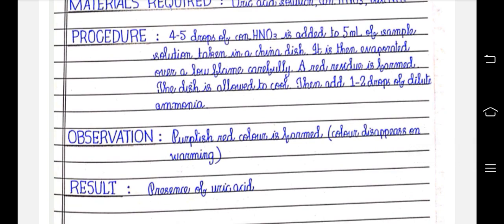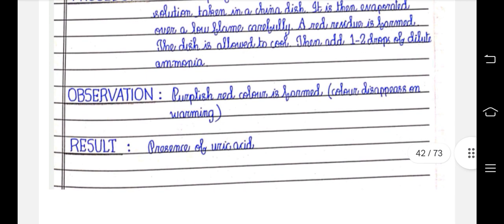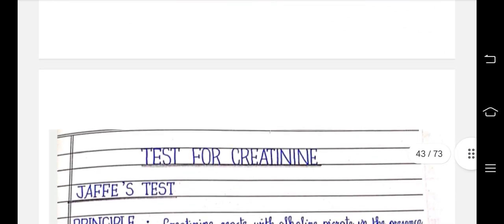Just take the uric acid sample, add 4 to 5 drops of concentrated nitric acid, then warm it. After that, evaporation will take place. Then a red residue is formed. Then the dish is allowed to cool. Then add 1 to 2 drops of dilute ammonia. If ammonia is not available, just don't perform that. We will get red color. Purplish red color is formed. Color disappears on warming. Presence of uric acid.